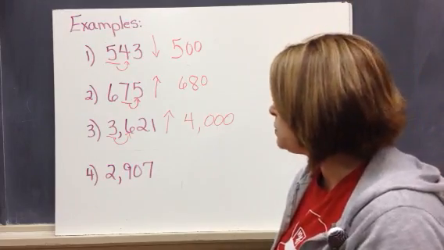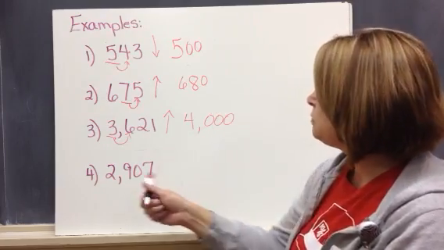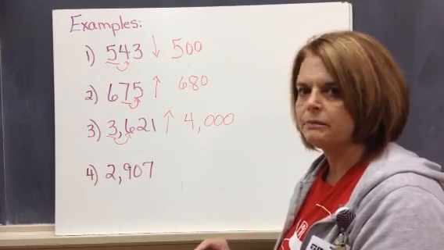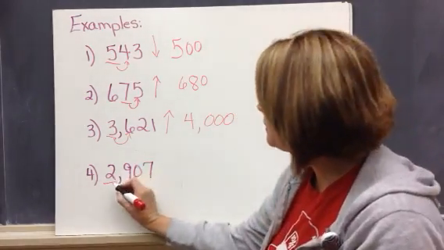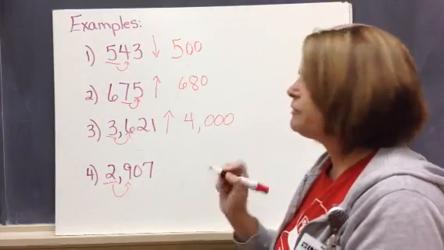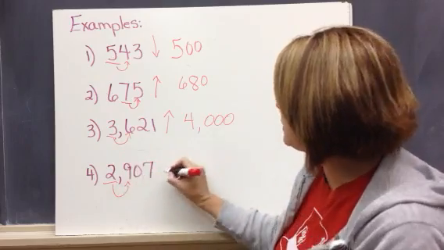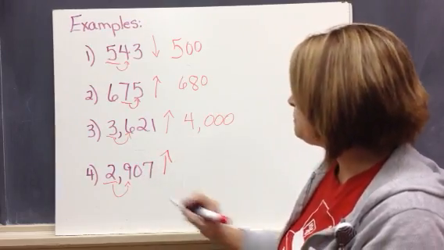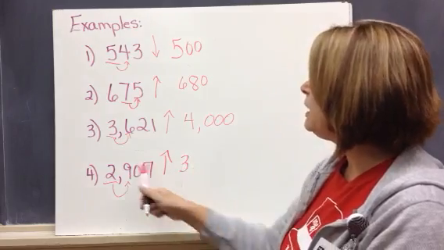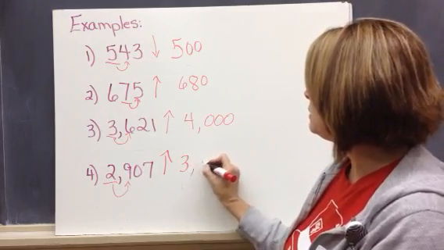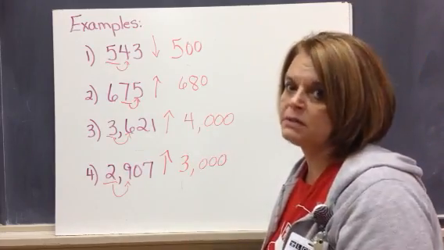All right, one more. Let's round to the nearest thousand again. What digit's in the thousands place? 2. Which number tells me what to do? The 9. 5 or more, round up. So 9 tells me I have to round up. My 2 becomes a 3. Everything to the right becomes a 0. And if I had anything to the left, it would stay the same.